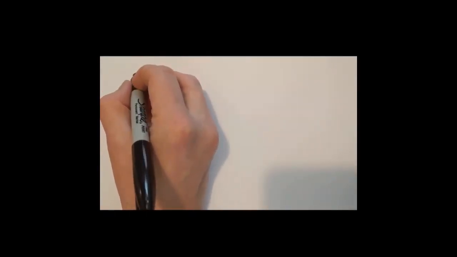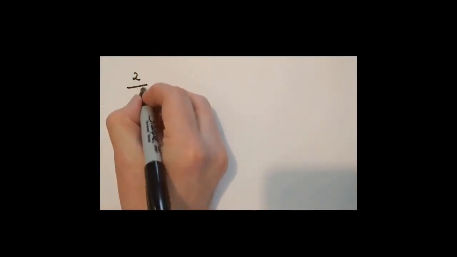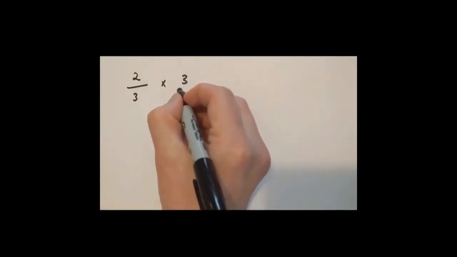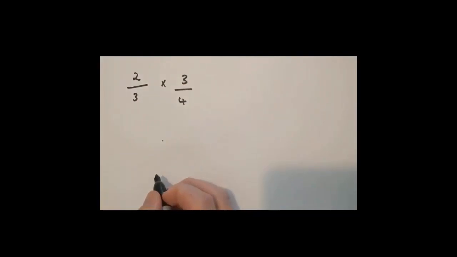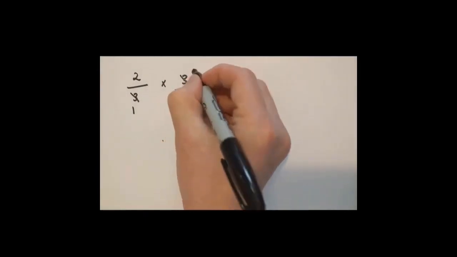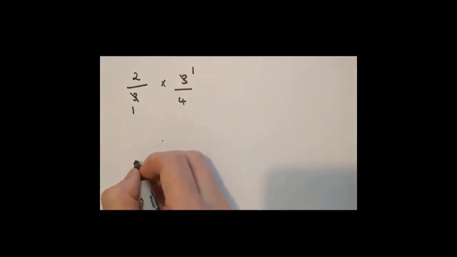This is another multiply question. However, in this question it is possible to cancel down before we multiply. So we can see that we have 2/3 multiplied by 3/4. When we cancel, we're looking to cancel any bottom number with any top number.